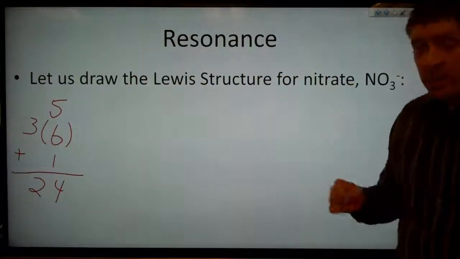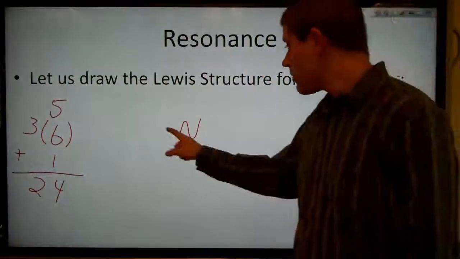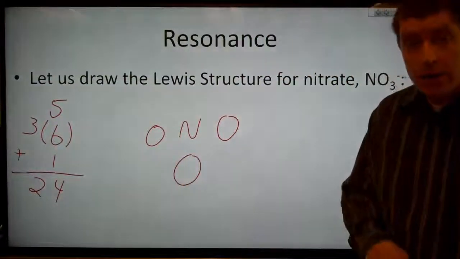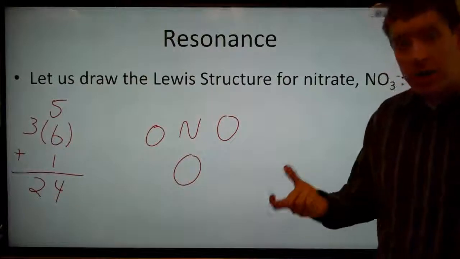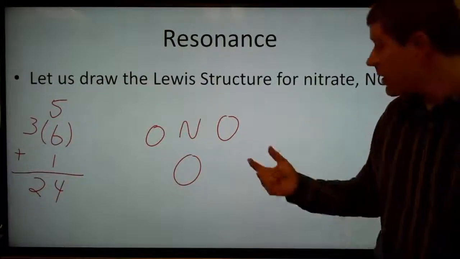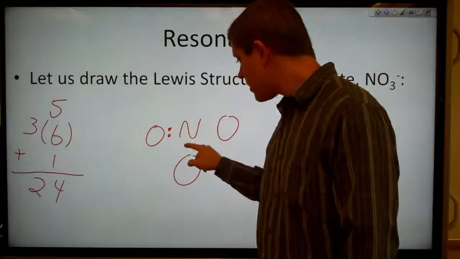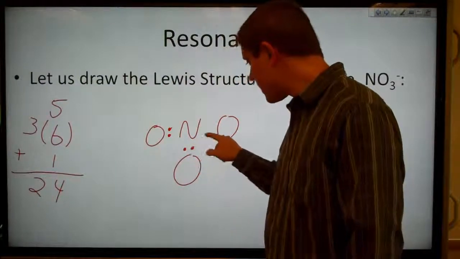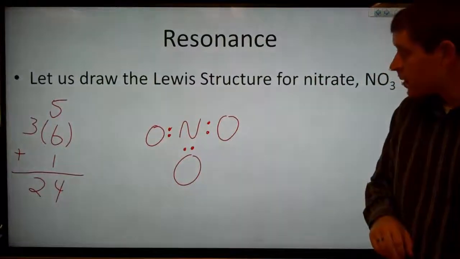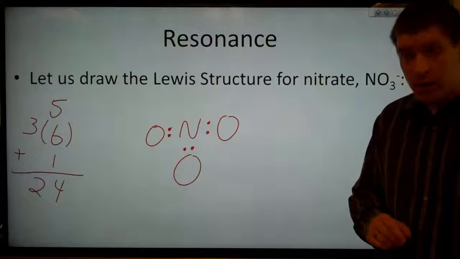Now, the central atom in nitrate is nitrogen. So I'm going to draw a nitrogen in the center, and I'm going to draw 3 oxygens in there. Now, we know that we have to share at least 2 electrons in each pairing, in each bond. And so I'm going to draw in 2 electrons in between each oxygen and the nitrogen. So now I've used up 6 of the electrons, and I have 18 more to put in there.